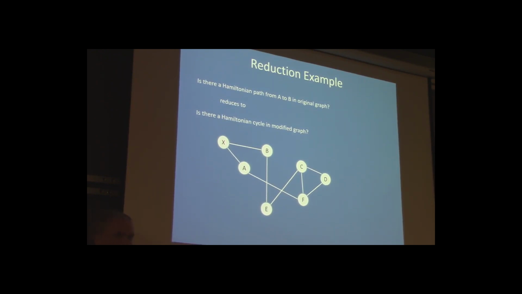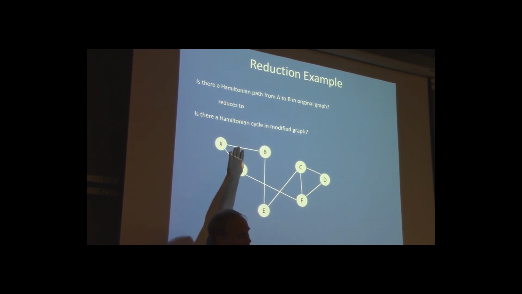Okay? So, if it finds a Hamiltonian cycle, how can we turn that into a Hamiltonian path? Take X out. Right. If we find a Hamiltonian cycle, it'll have the edge XB in it and the edge XA in it, right? It has to, because the only way for X to get involved in the cycle is to go through here in some fashion. So if we find a cycle, and we take out these two edges, we're left with a path from A to B.